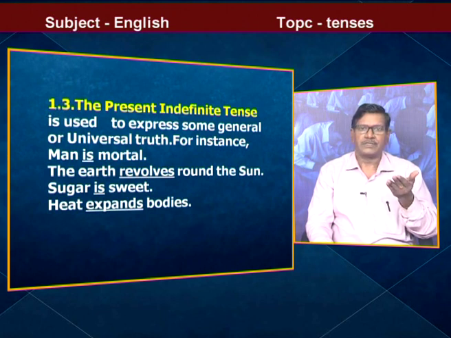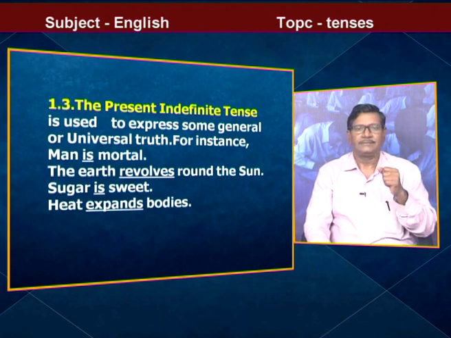Present indefinite tense is also used to express some general or universal truths. General truth or universal truth. For instance, man is mortal. Man is mortal, meaning he is subject to death, not one who lives forever. The earth revolves around the sun. Sugar is sweet.